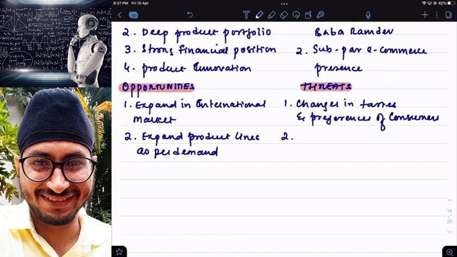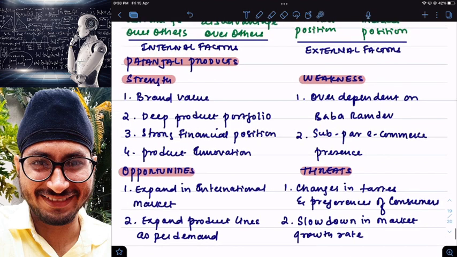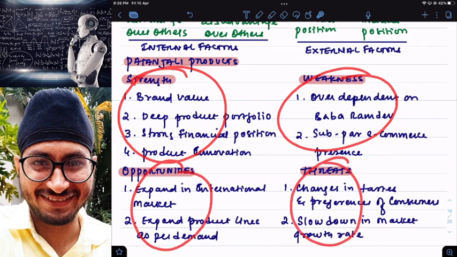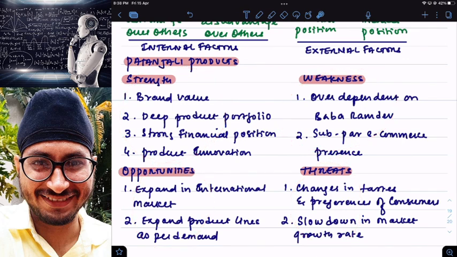Earlier, 4-5 years back, lots of Patanjali stores were there. Now most of the Patanjali stores are slowly closing. That is called a slowdown in market growth rate. These are examples of threats. So for Patanjali, these are the strengths, weaknesses, opportunities and threats. Like this you have to analyze. This is the way you have to do your SWOT analysis.